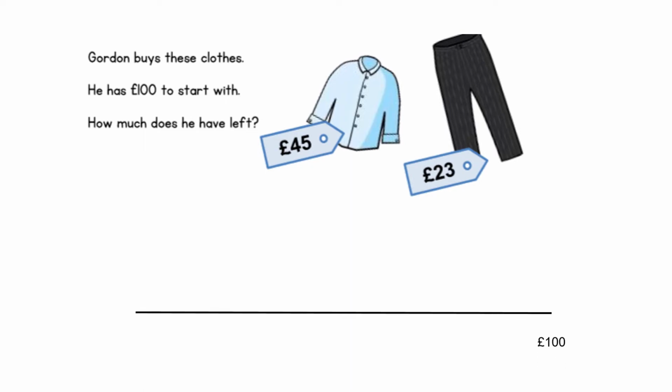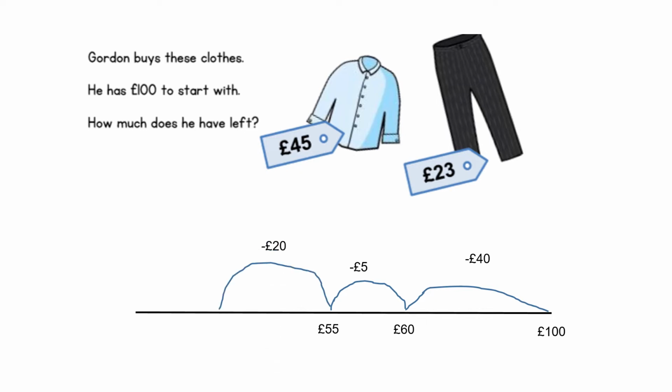I've started with 100, and then I decided to take away the shirt first, so it's 45. I split it into 40 and 5. I counted back £40, take away £40, which gives me £60. And then I have to take away the 5, so that gives me £55. Then I need to show that I've bought the trousers, so I will take away £20, which would be £35. And then there's just £3 left, so I take away that 3 and that leaves me with £32. So Gordon would have £32 left.